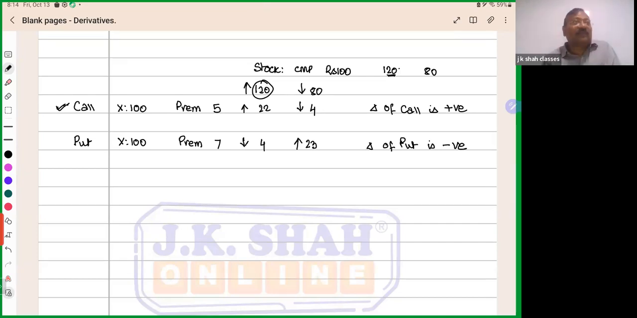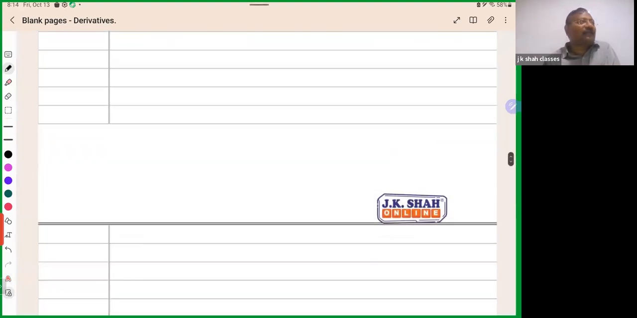Now, this is something that from now on must always be at the back of the mind. If the stock is going down, what will happen to the value of the call? What will happen to the value of the put? And if the stock goes up, call will? ये याद रखना पड़ेगा. That the stock ऐसा move होगा तो call ऐसा move होगा.